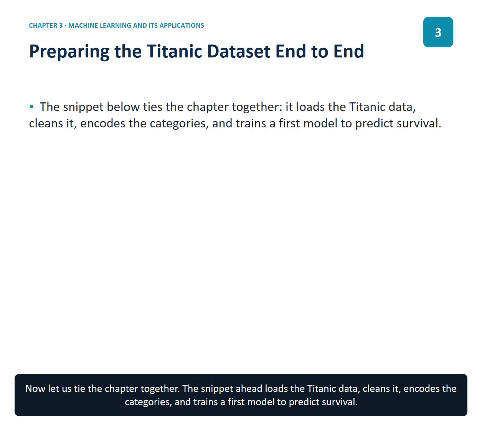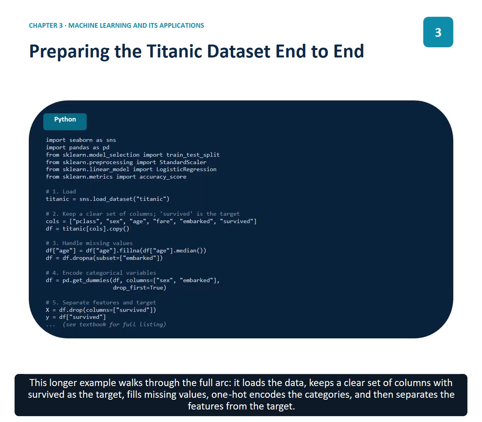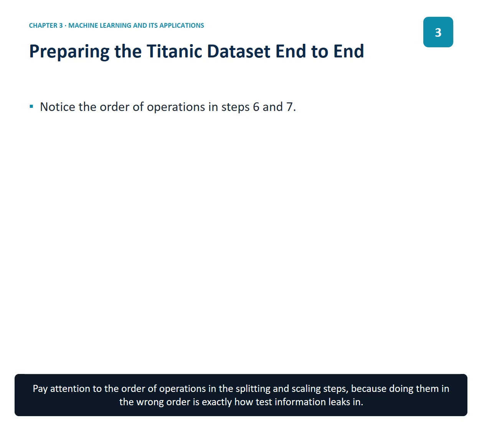Now let us tie the chapter together. The snippet ahead loads the Titanic data, cleans it, encodes the categories, and trains a first model to predict survival. This longer example walks through the full arc. It loads the data, keeps a clear set of columns with survived as the target, fills missing values, one-hot encodes the categories, and then separates the features from the target. Pay attention to the order of operations in the splitting and scaling steps, because doing them in the wrong order is exactly how test information leaks in.